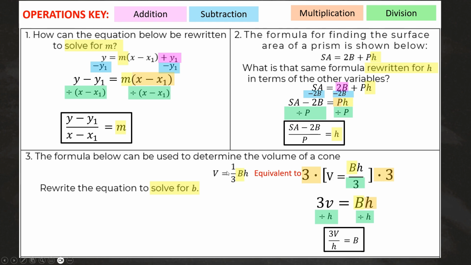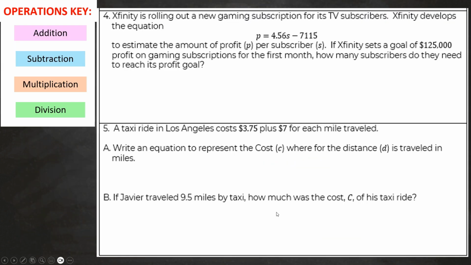Now, if you're comfortable with multiplying by 3 first in order to get rid of the fraction, then you can do that and you do not have to rewrite it. I just want you to understand why my first step is multiplying by 3. All right, on to our next two problems.